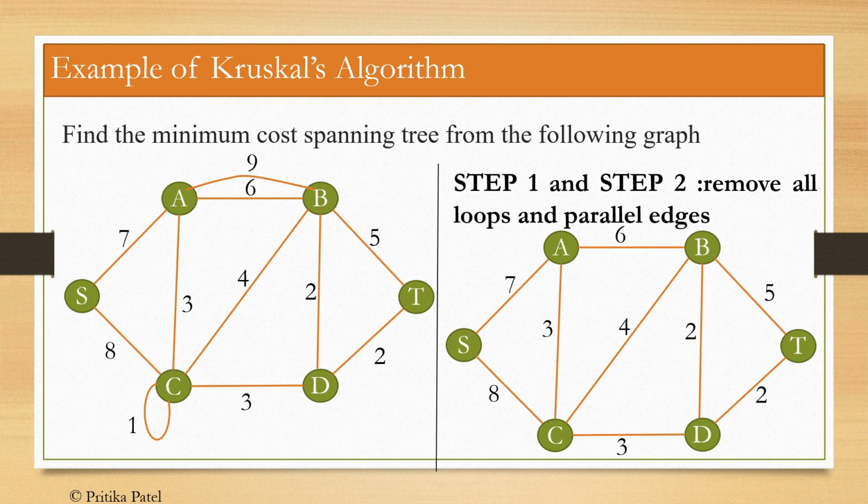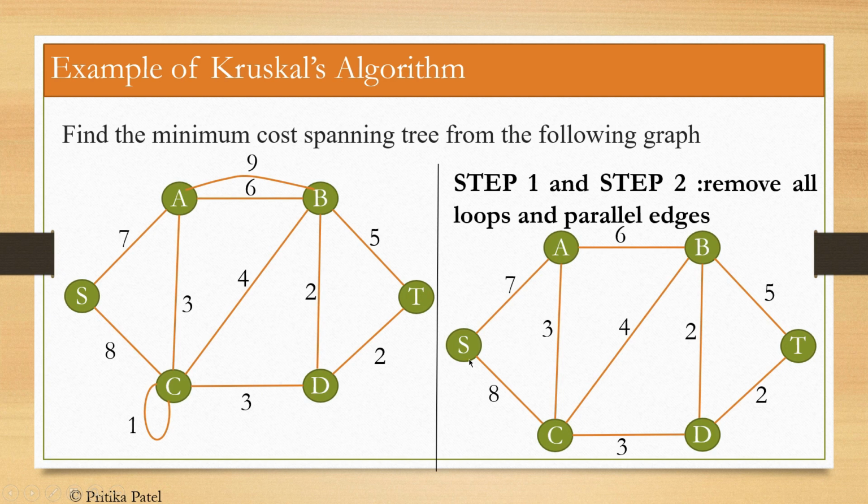Whereas in Kruskal's algorithm, we can choose any edge, right? We can choose edges between any vertices given in this graph. So we can select any edge which has the minimum weight from anywhere. So this is the difference between Prim's and Kruskal's algorithm, right? In step number 1 and step number 2, remove all loops and parallel edges, right?